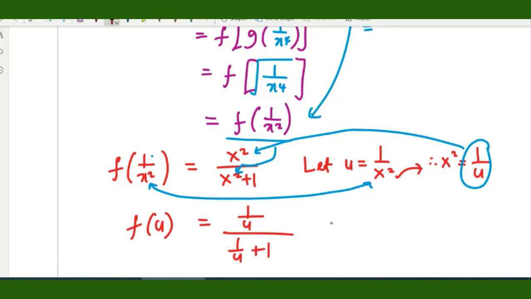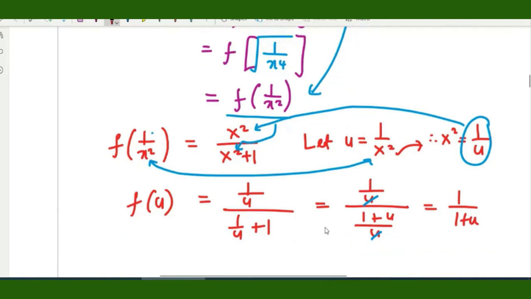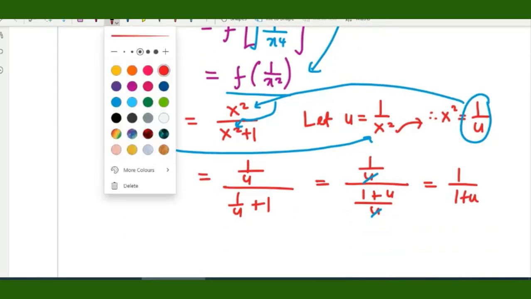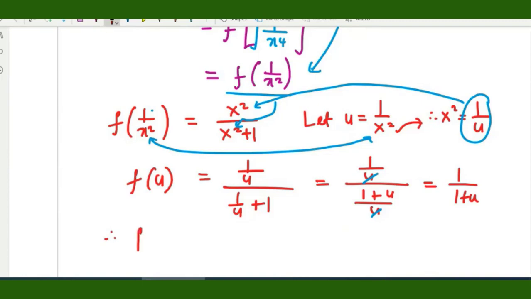Okay, so simplifying this, making the denominator the same for both of the terms of the denominator, and cancelling u and u, we shall end up having f of u as 1 over 1 plus u. Now, finally, to answer our question that wants us to find the function, f of x is 1 over 1 plus x.